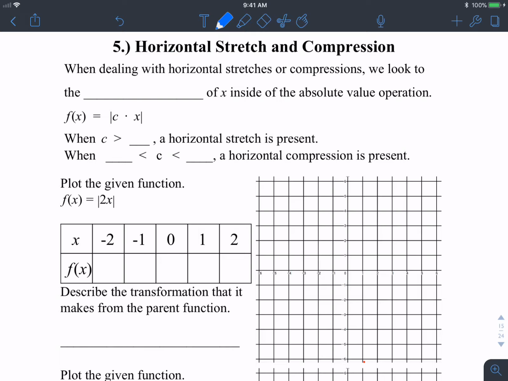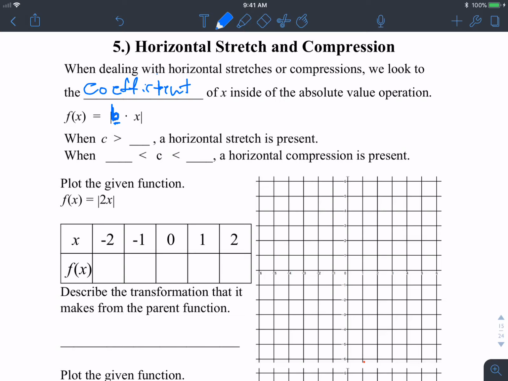Okay, so here we are in lesson 5, horizontal stretch and compressions. When dealing with horizontal stretch and compressions, we want to look at the coefficient inside of the absolute value operation. The coefficient is the constant, which I labeled as C here, but in our general form it's actually a B, so I'm going to write a B over top of this. The coefficient that's in front of the X inside the absolute value.